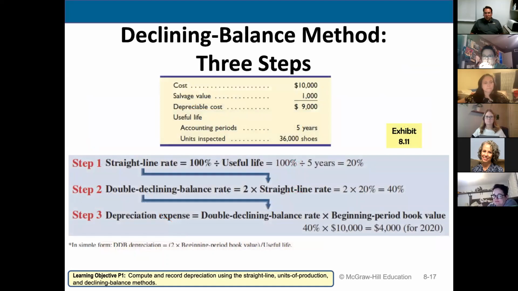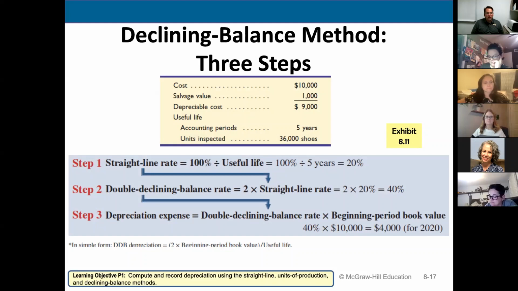The third one is the most complicated one. They always save the best for last. This is called the declining balance method. So this has 3 steps. So here, the first thing we have to do is we have to calculate our straight line rate. In order to calculate our straight line rate, we just take 100% and divide it by the number of years in the asset's useful life.